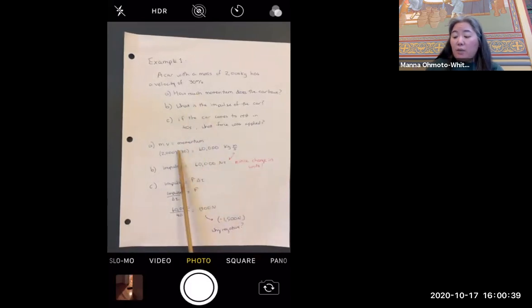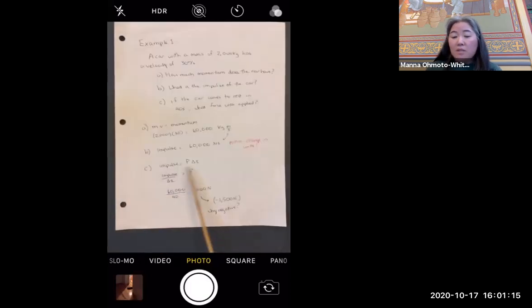The first thing is the momentum. This is not the change in momentum, it's what the momentum is right now. That is mass times velocity, which is 2,000 times 30, and that equals 60,000 kilogram meters per second. That value is the same for the impulse, but because the units of impulse are force times time, or newton seconds, I have to change the unit. Whenever we're talking about momentum, we use kilogram meters per second, and whenever we talk about impulse, we say newton seconds.